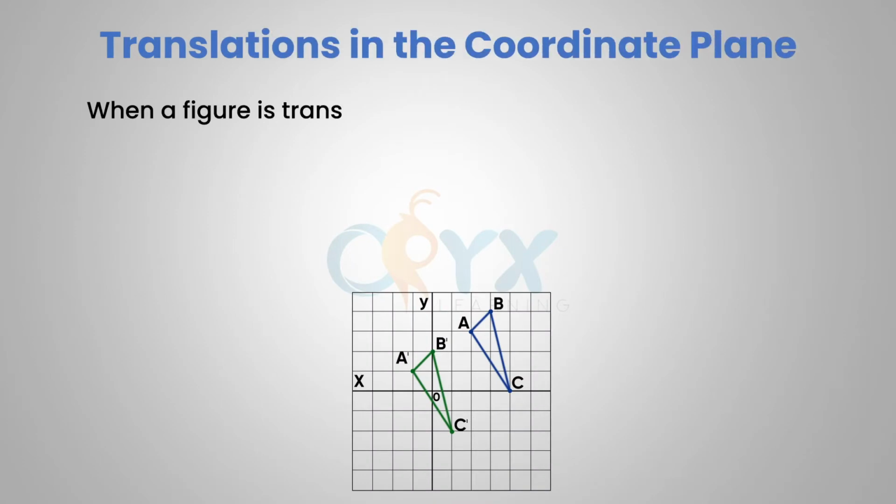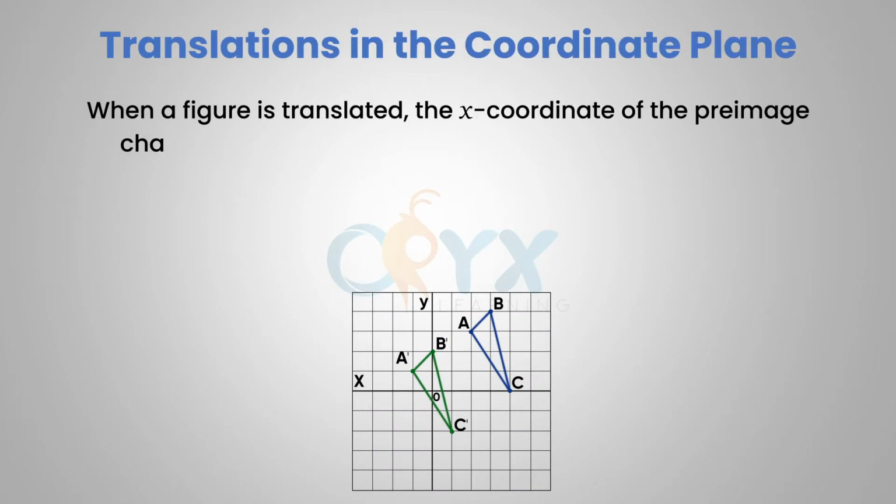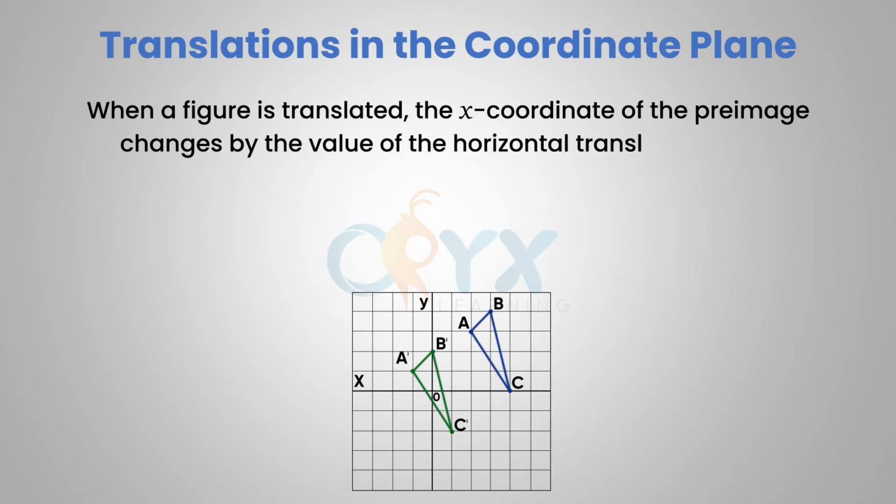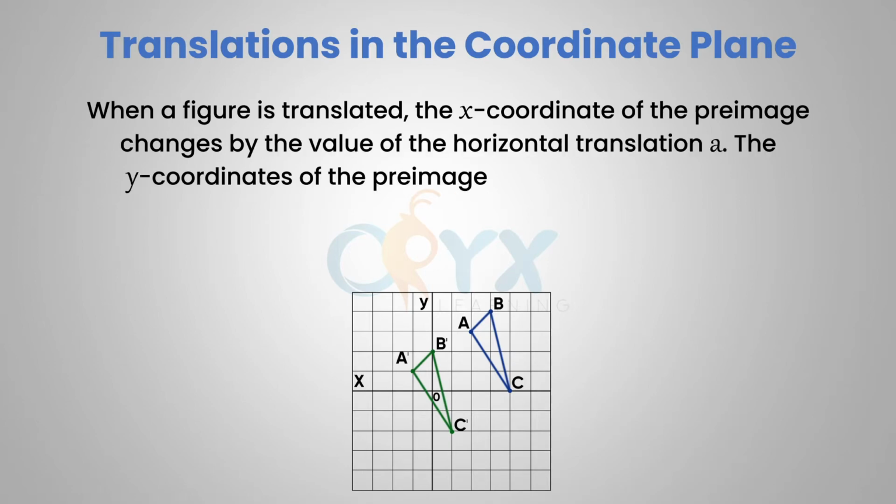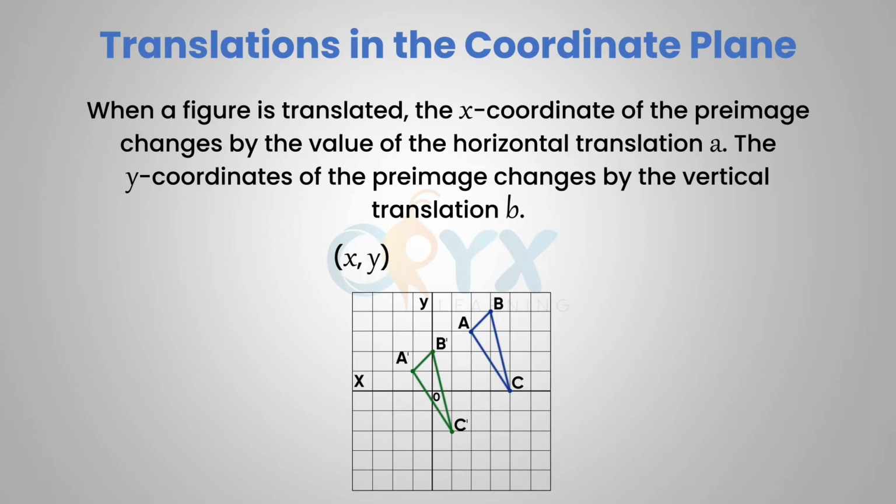When a figure is translated, the x-coordinate of the preimage changes by the value of the horizontal translation a, and the y-coordinate of the preimage changes by the vertical translation b. So if we have the coordinate (x, y), after the translation, our new coordinate will be (x plus a, y plus b). Here's an example of a figure in blue, ABC, that's translated and becomes figure A prime, B prime, C prime. Notice that the figure is moved to the left and down.